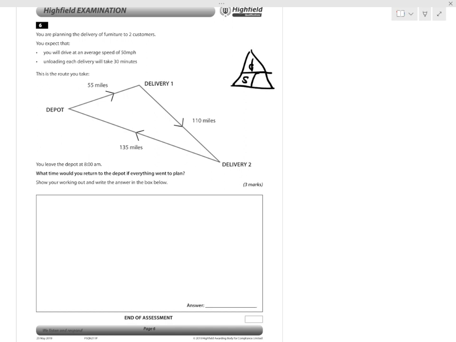So we need to find the time for the first bit, which equals the distance, 55, divided by the speed, 50. That's 1.1 hours. 0.1 of an hour is a tenth of an hour, which is 6 minutes. So it's 1 hour, 6 minutes.